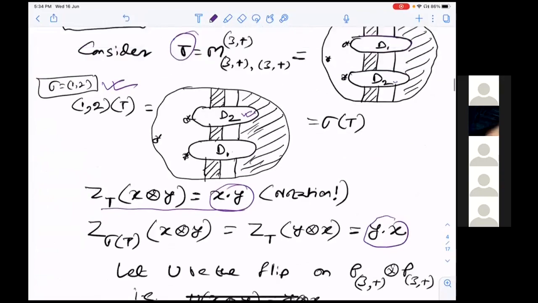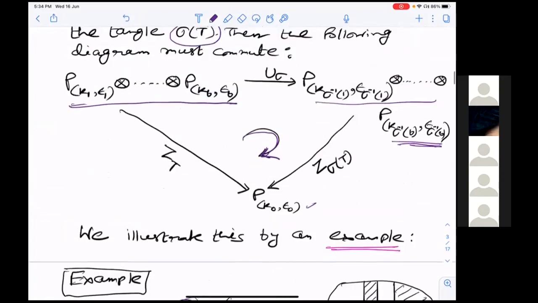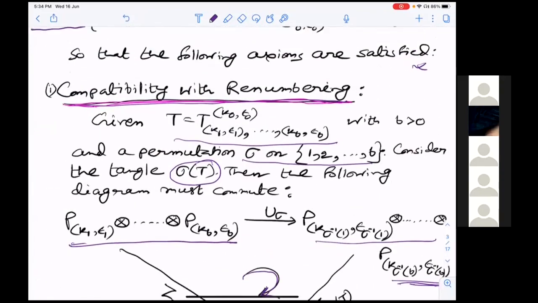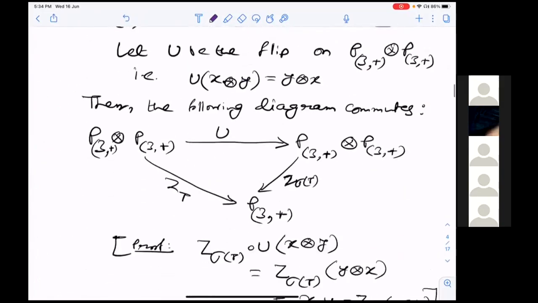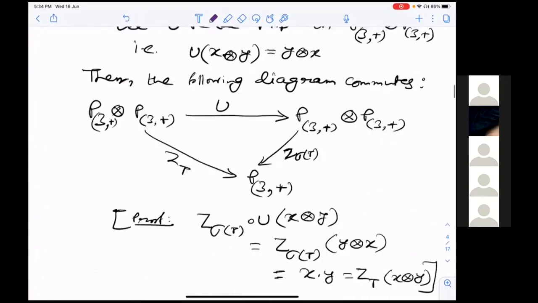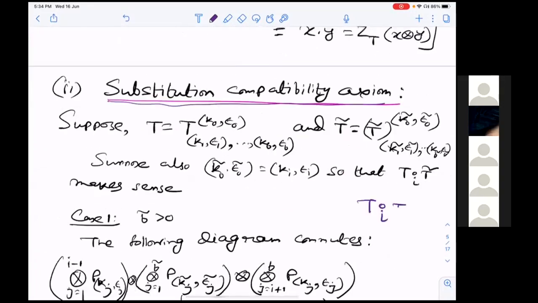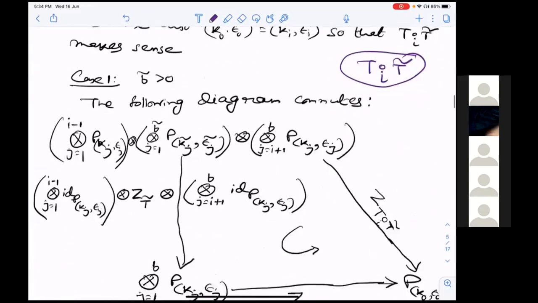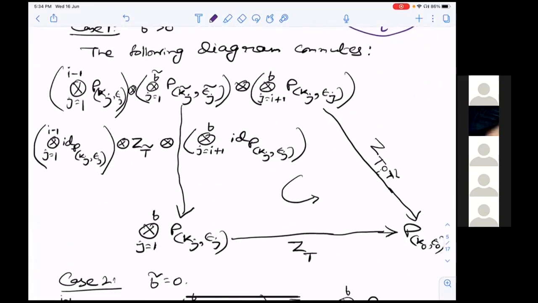You can see the details in Jones Sundar. Also, I can send the notes to Sion and Srijan. From there, you can see. I'll not go into the details. So there is an axiom for renumbering, and also there is a substitution compatibility axiom. In the ith box, we'll put T tilde and we'll define another tangle T circle T tilde. So this should also be compatible properly, and some diagram should commute.